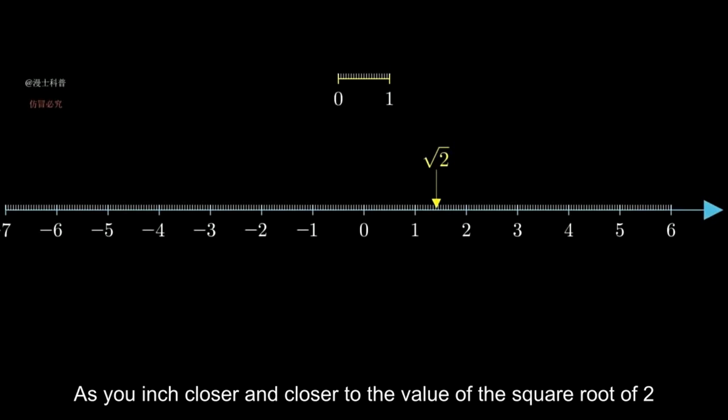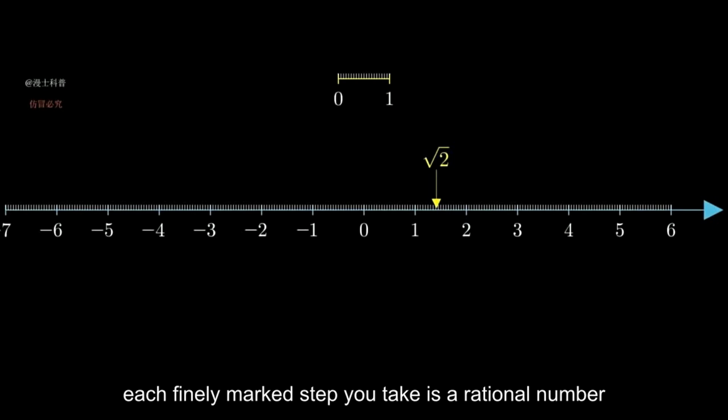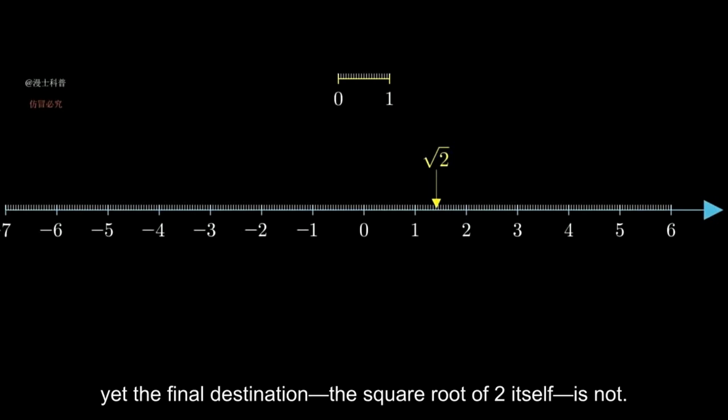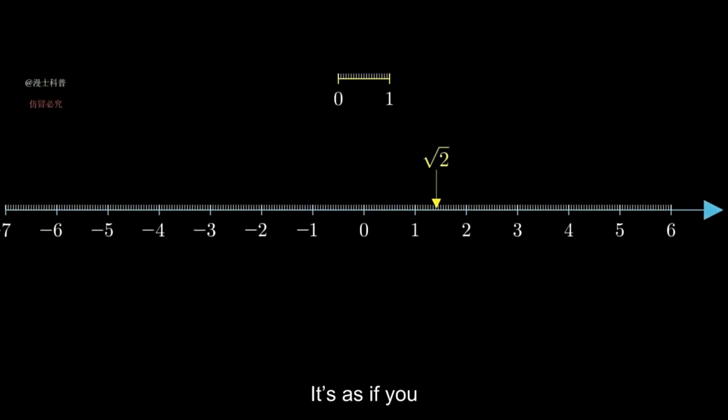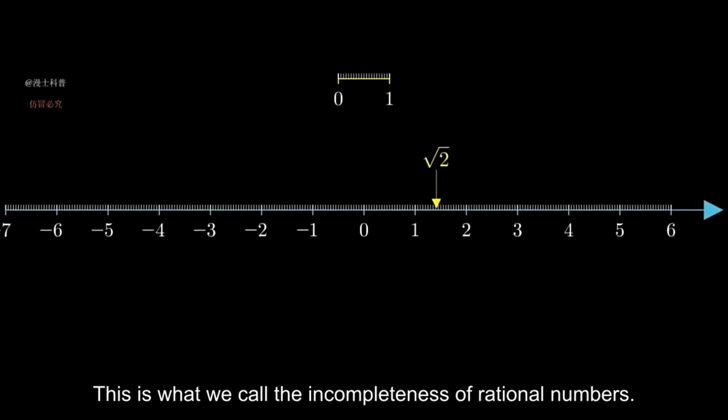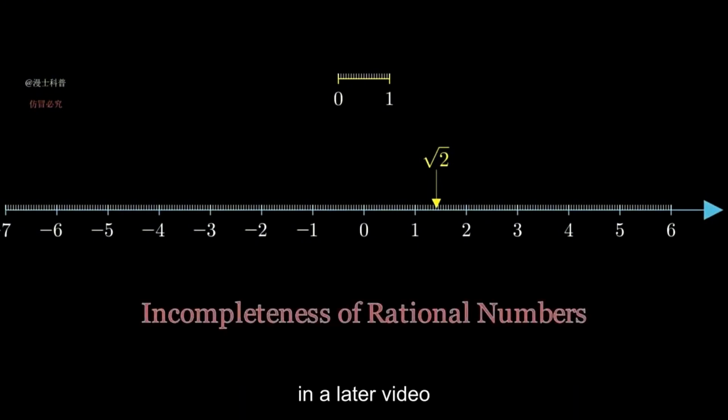As you inch closer and closer to the value of the square root of 2, each finely marked step you take is a rational number. Yet the final destination, the square root of 2 itself, is not. It is as if you, Jung-san, after great effort, ran a 10-kilometer race. But the moment you crossed the finish line, you turned into Lisi, and the medal went to Lisi instead. This is what we call the incompleteness of rational numbers. By the way, in a later video, I'll explain that.